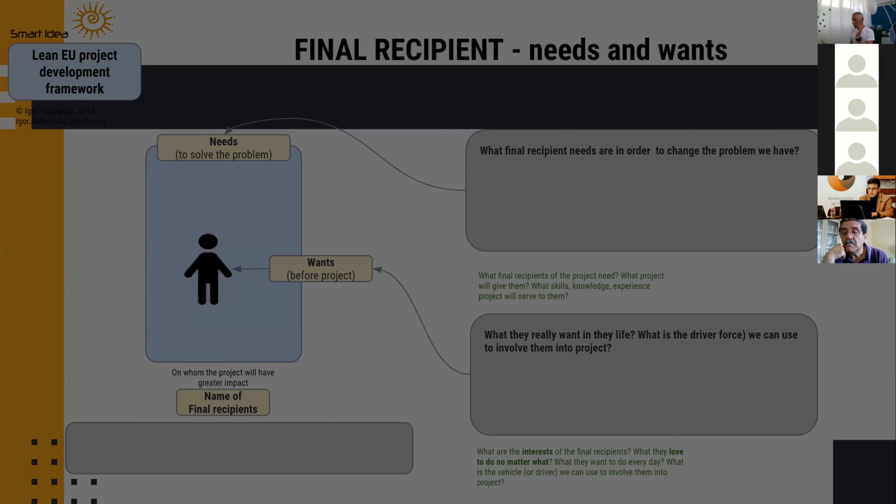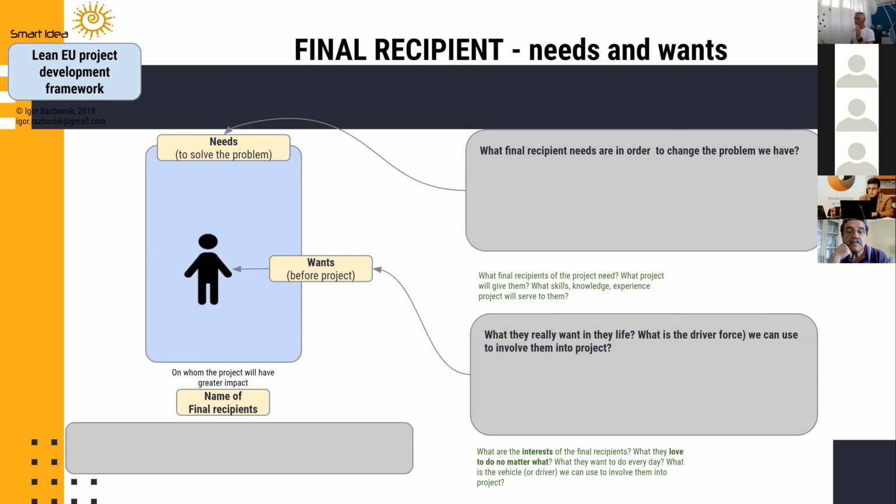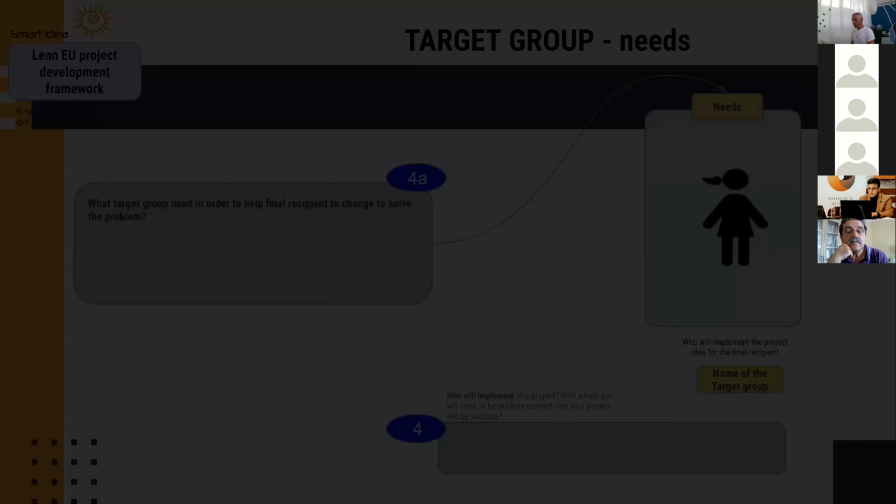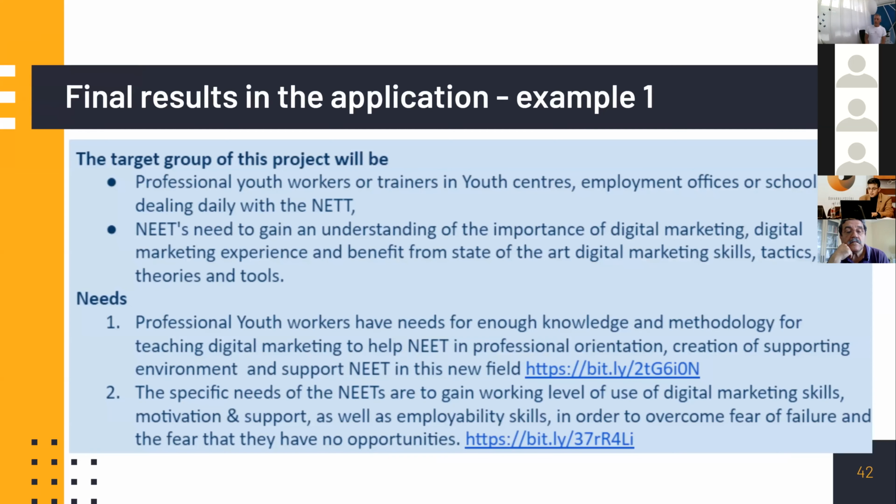So do those two different pages. One is the final recipients' needs and wants, and one is the target group needs. And try to figure out what information you have, and then you can put it together on those papers. So this is one example of those final results, which is from my real application. This is not something I just made up. This is how I did it.